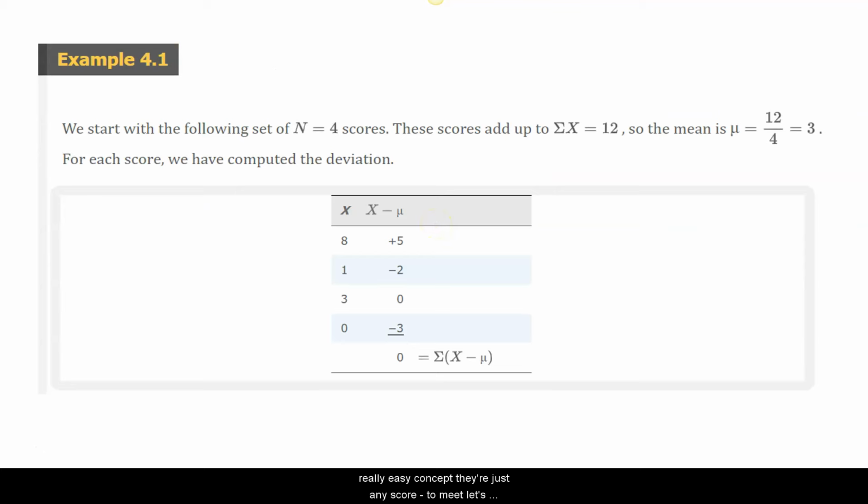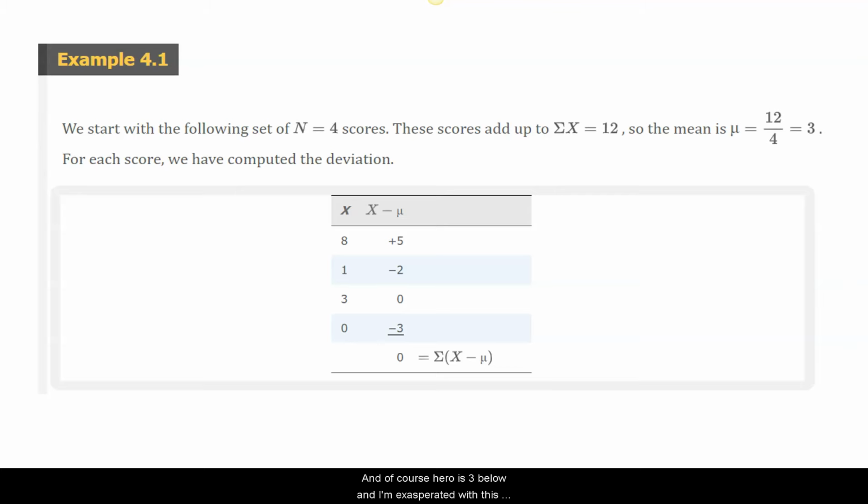Let's say we start with the following set of n equals 4 scores. Again, for now, just for the sake of simplicity, we're starting off speaking of populations, which you can tell by the uppercase N. So in this case, I have 4 scores. They add up to a sum of 12, and so the mean is 3, as you can see. Could I calculate a deviation for each of those scores? Well, sure. If the mean is 3, then 8 is above by 5. The 1 is below by 2. The 3 is even, so there's no deviation there. And of course, 0 is 3 below.